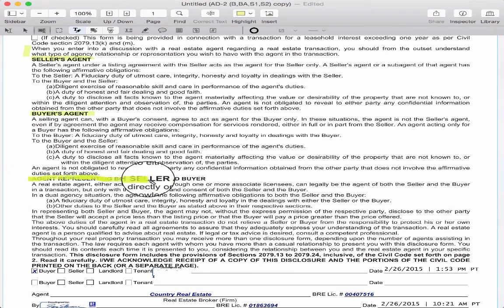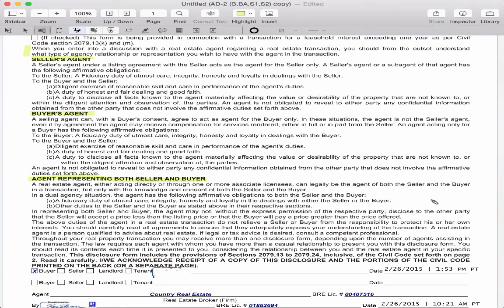So when an agent is representing both the buyer and the seller, you have to be able to walk that fine line and give the best service to both parties. Pretty difficult thing to do. The best that you can hope for in a situation like that is that both the buyer and the seller get a fair deal, but an agent has the responsibility to operate with the fiduciary duty of utmost care, integrity, honesty, and loyalty in the dealings with either the seller or the buyer.